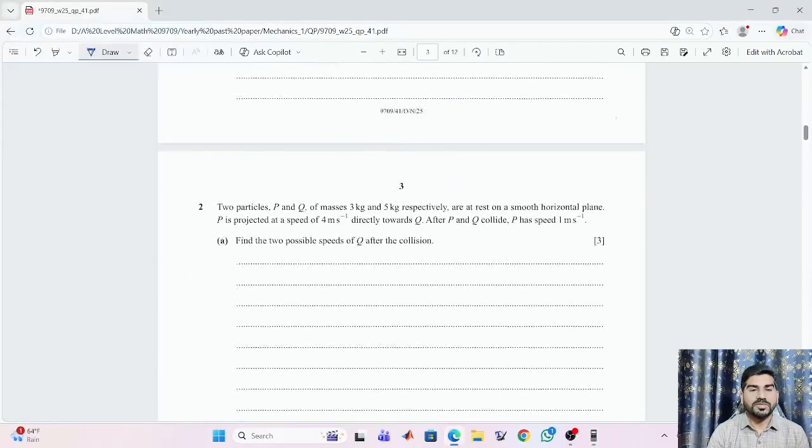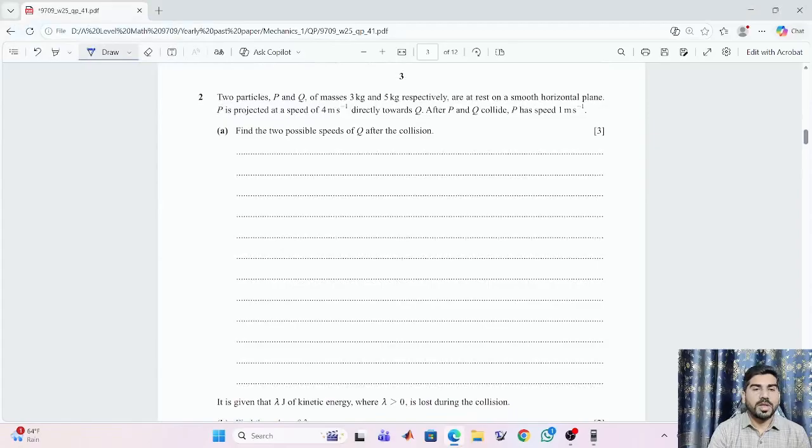Okay, next question is question number 2. Two particles P and Q are on the horizontal ground. This particle is P and this is Q here. The mass of P is given as 3 kg, and the mass of Q is 5 kg respectively. Initially they are at rest on the horizontal smooth surface.